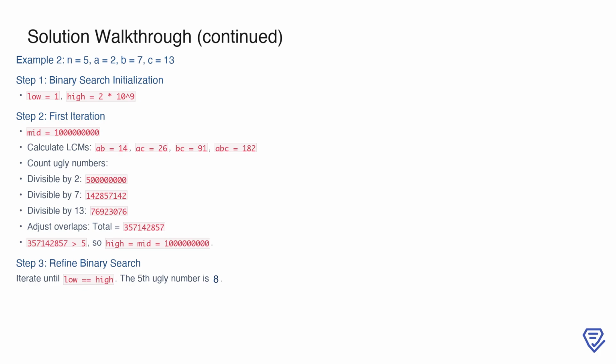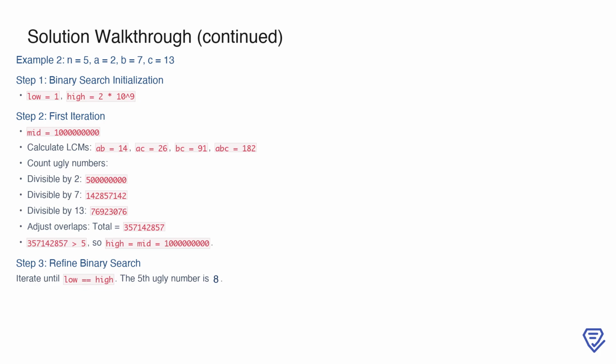Let's consider another example where n is 5, and the divisors are 2, 7, and 13. We initialize our binary search range with low as 1 and high as 2 billion. In the first iteration, the midpoint is calculated as 1 billion. To count how many ugly numbers are less than or equal to this midpoint, we calculate the LCMs. For 2 and 7, it's 14, for 2 and 13, it's 26, for 7 and 13, it's 91, and for all three, it's 182. Using these values, we compute the number of multiples for each divisor.